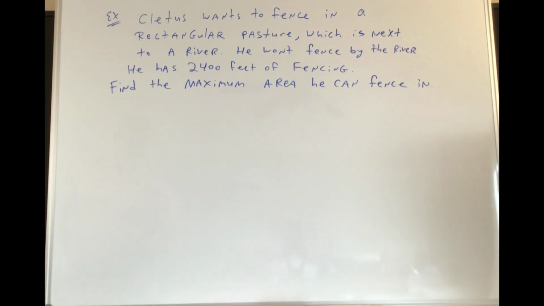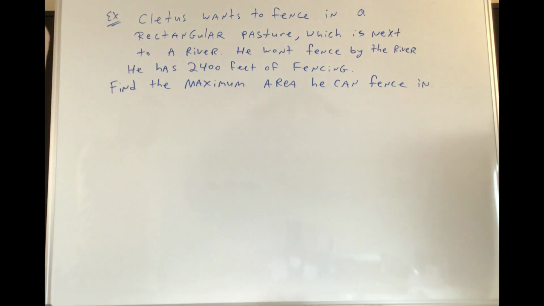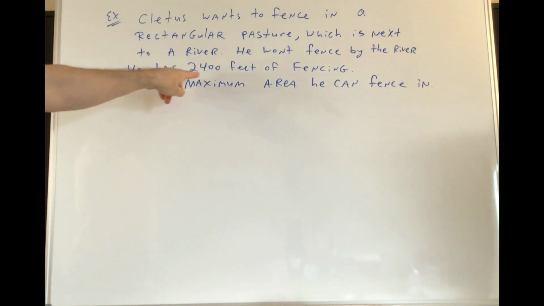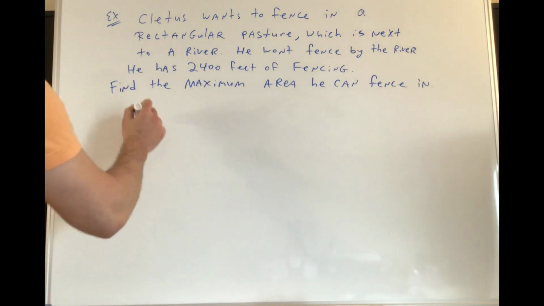Okay, the example. Cletus the farmer. Cletus wants to fence in a rectangular pasture, which is next to a river. He is not going to fence by the river. He doesn't need it. He trusts his animals not to jump in there and drown, and they're going to go drink in the river anyway. He has 2,400 feet of fencing altogether. I want to find the maximum amount of area that he can fence in.